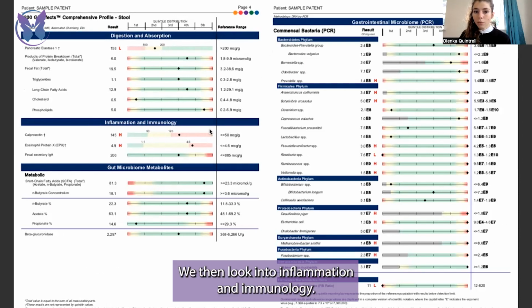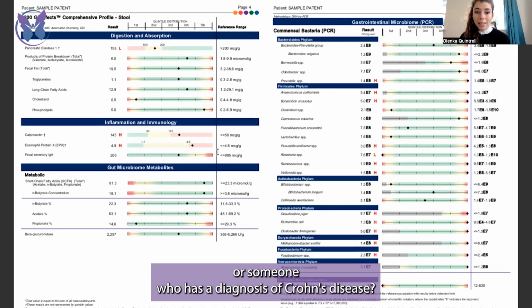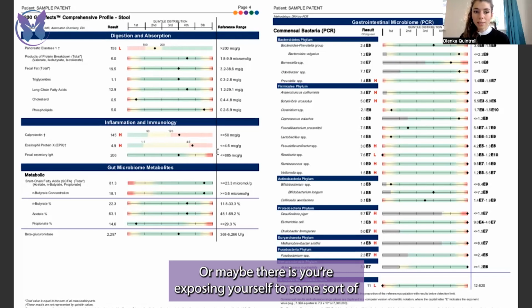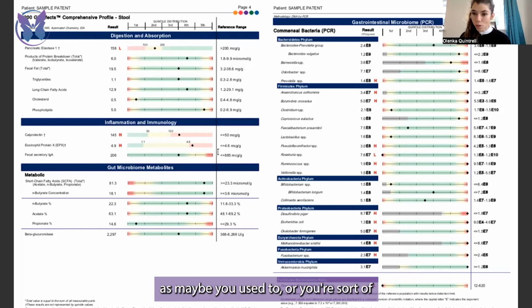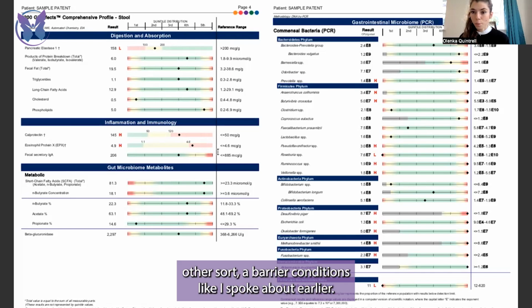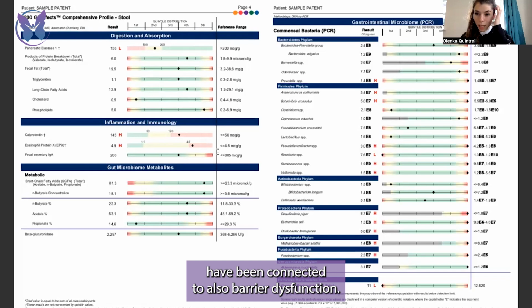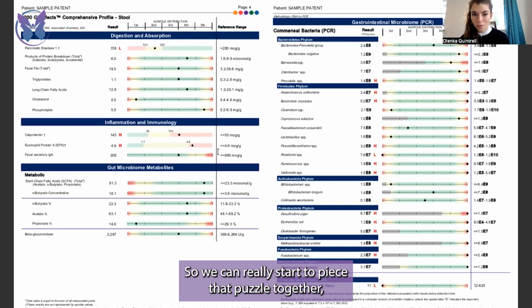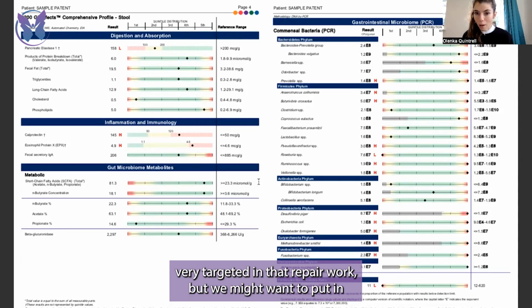We then look into inflammation and immunology health. So is there an immune response happening from the gut? Maybe you're someone who has a diagnosis of Crohn's disease, or maybe you're exposing yourself to some sort of allergens. Maybe you're noticing you can't really tolerate as many foods as you used to, or you're having to restrict your diet quite a lot. Maybe you're exposed to other barrier conditions like I spoke about earlier. So maybe skin conditions like eczema, even things like psoriasis have been connected to gut barrier dysfunction. So we can really start to piece that puzzle together, which is super beneficial because then we can be very targeted in that repair work that we might want to put in.